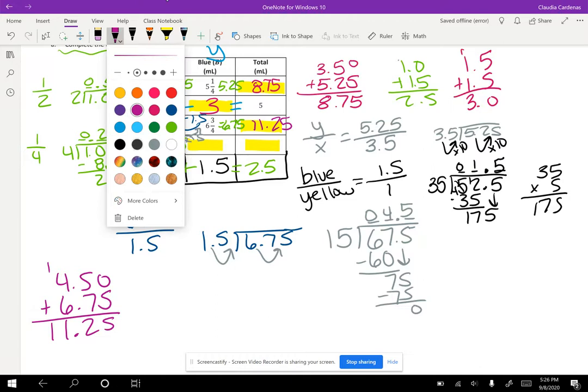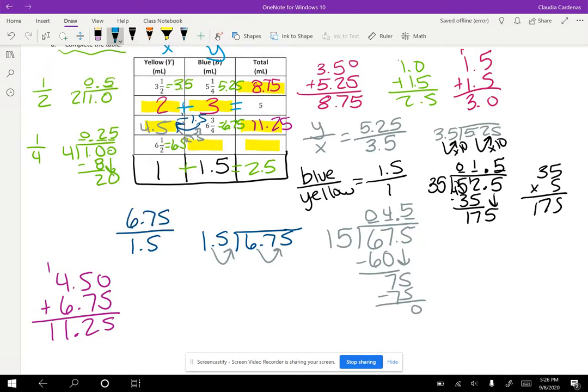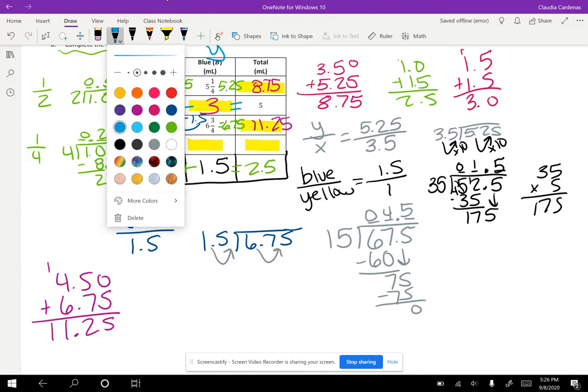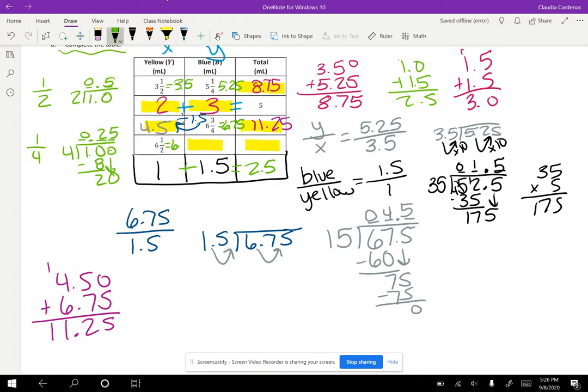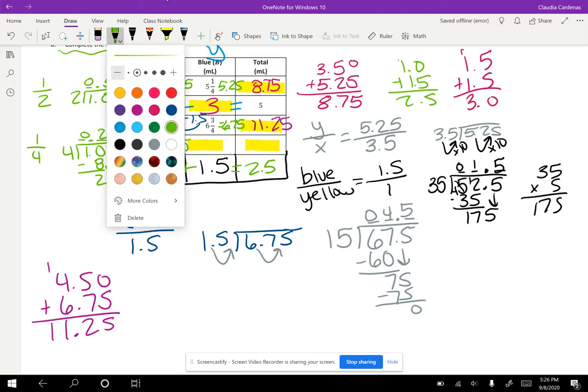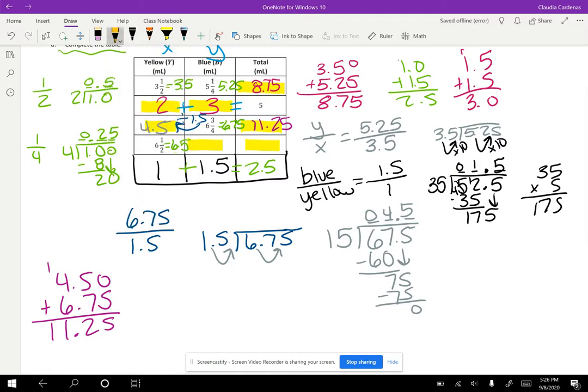So the last row, I see that we have 6.5 milliliters of yellow paint, but we are missing the blue milliliters of paint that we have to get to our total. And so with that being said, on the top row, we divided to work backwards, but this time we are going forwards. So we're actually going to multiply using our unit rate. So 6.5 times our unit rate of 1.5.